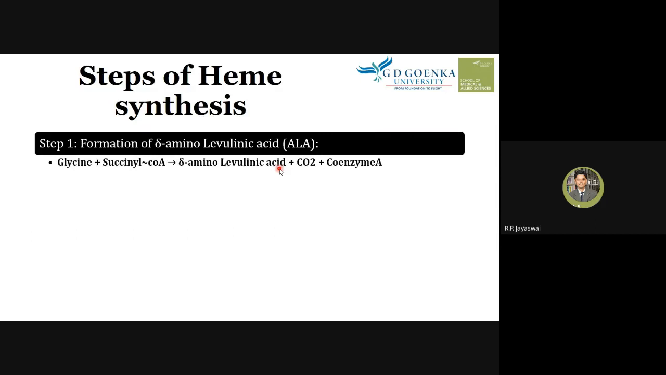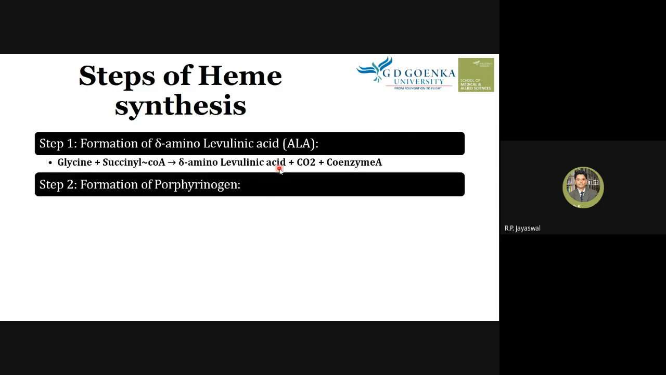So here we have the product delta aminolevulinic acid, which is formed in the first step, and now it is taken to the second step, where 2 molecules of delta aminolevulinic acid produce porphobilinogen. Porphobilinogen or porphyrinogen are similar, the same thing. So 2 molecules of delta aminolevulinic acid make porphobilinogen, and here we also get water.